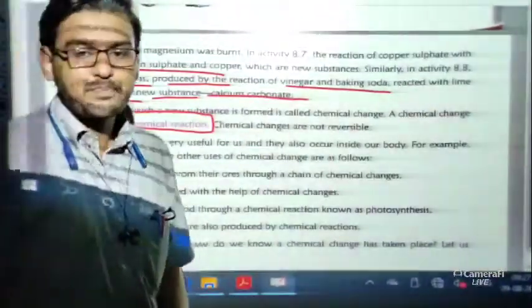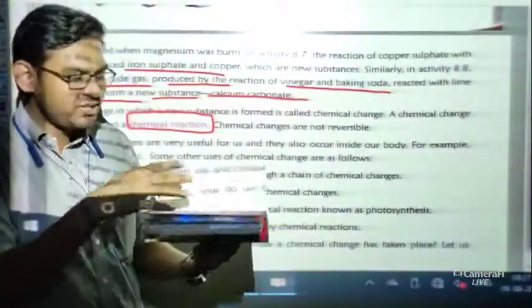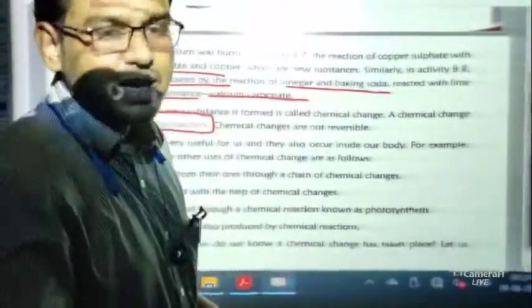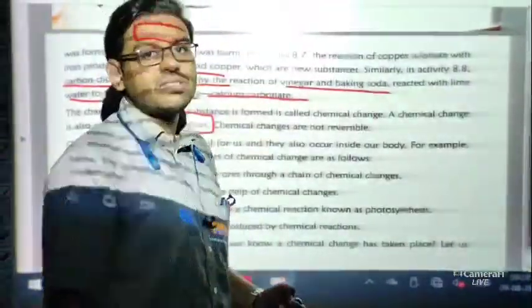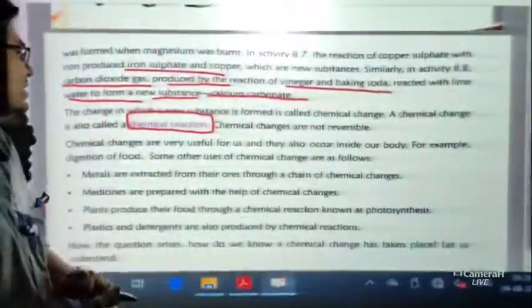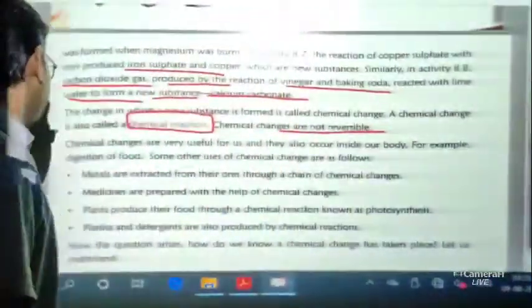Now students, tell me, if we have this piece of paper and I burn it, can we get back the piece of paper from the ashes? Definitely not possible, because it is a chemical change. Whenever we burn something, it reacts with oxygen, which means it is a chemical change. So chemical change is not reversible, a very important line.